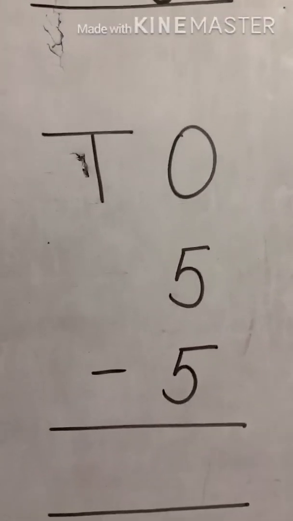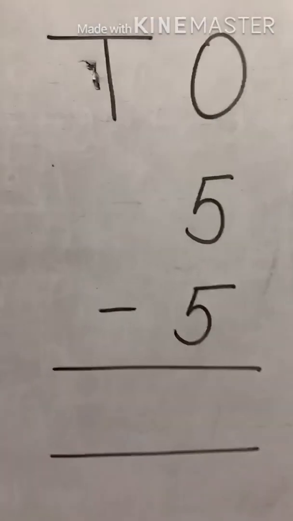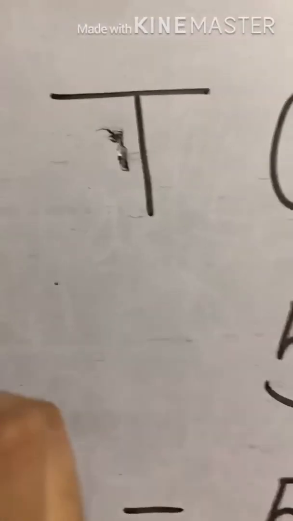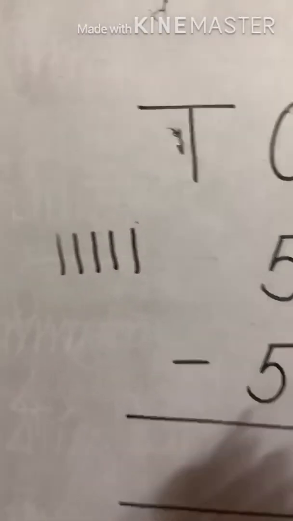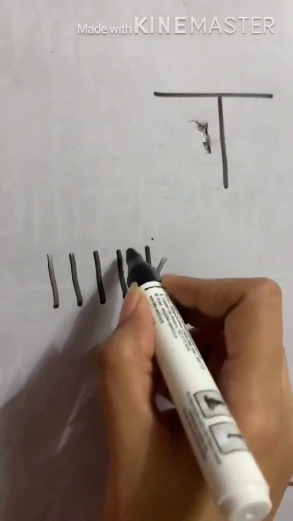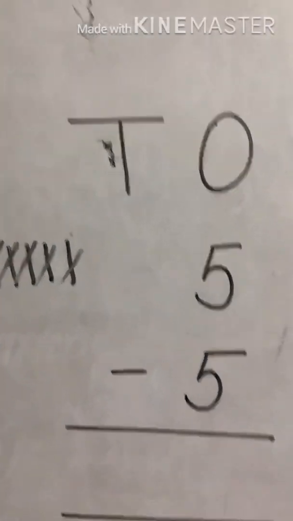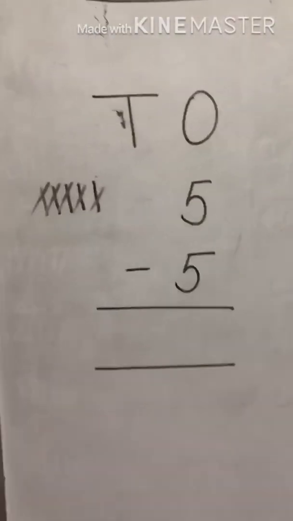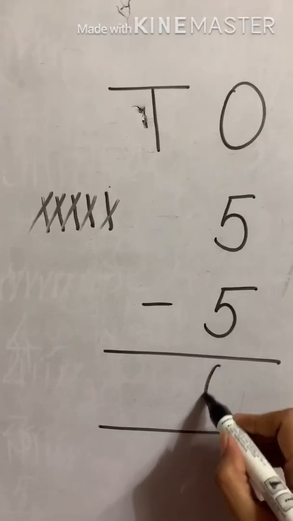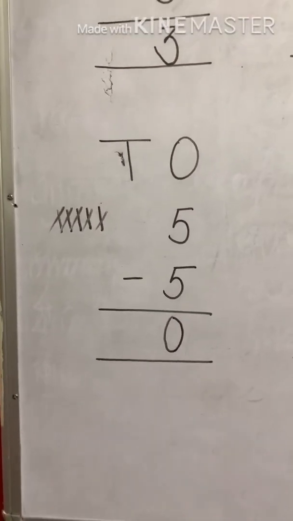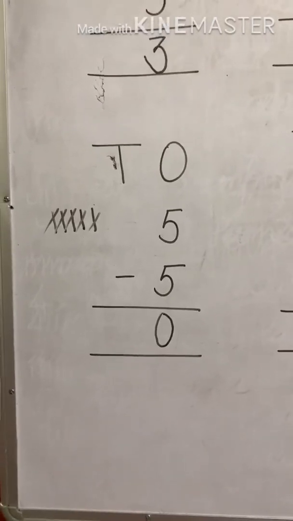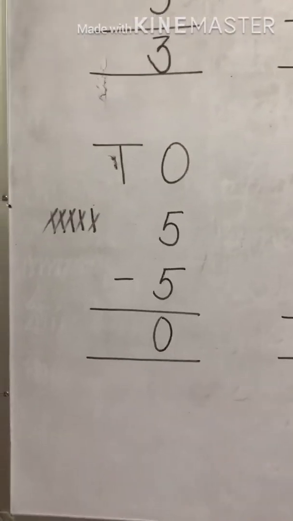Let's do the next one. I have written 5 here on the top. So how many lines am I going to draw? 5. 1, 2, 3, 4, 5. And below also it's 5. So I will cross 5 lines. 1, 2, 3, 4, 5. I have crossed all the lines, so there is nothing left, and nothing means 0 in maths. So my answer would be 0 here. 5 minus 5 will give me 0.